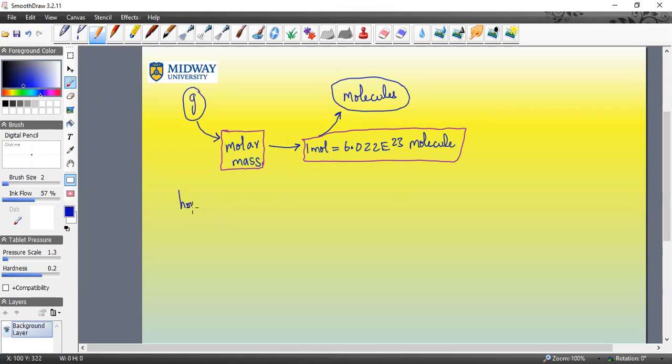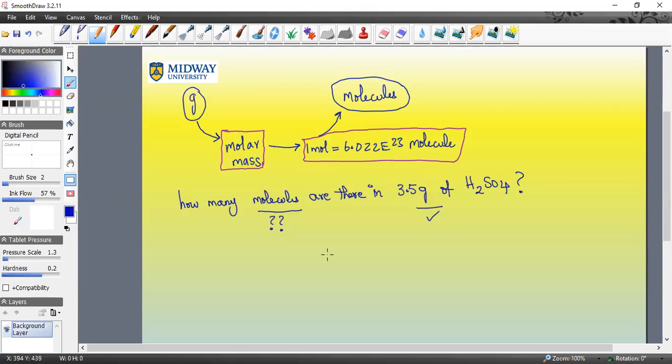So how many molecules, okay, are there in, say, 3.5 grams of sulfuric acid, H2SO4? So first, as I said, you've got to figure out what the question asks you to calculate and what is given. Grams given, molecules you're asked to find, so we use the sequence right here.